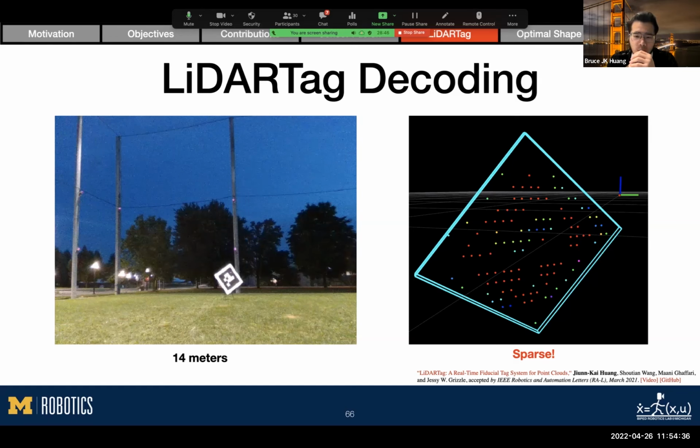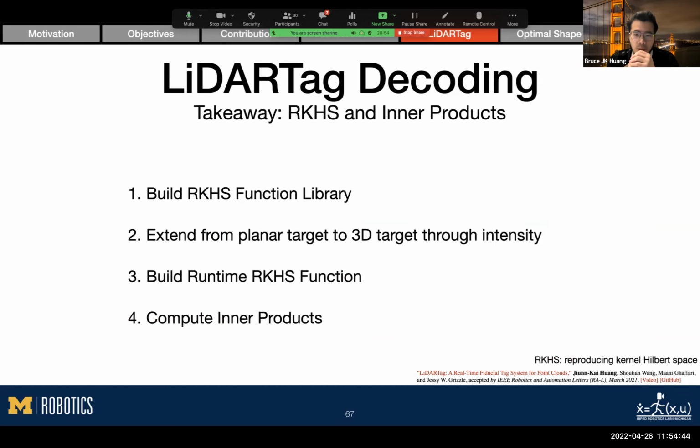Next, we will lift the sparse point cloud to a continuous function to address the sparsity while doing the ID decoding. In this decoding process, we first pre-build a reproducing kernel Hilbert space (RKHS) function library for each of the tags that might be put out in the field. We then extend the planar target to a 3D target based on the intensity values. At runtime, we also build another RKHS function and then compute the inner product with each of the functions in the function library. The largest inner product is the ID of the target.